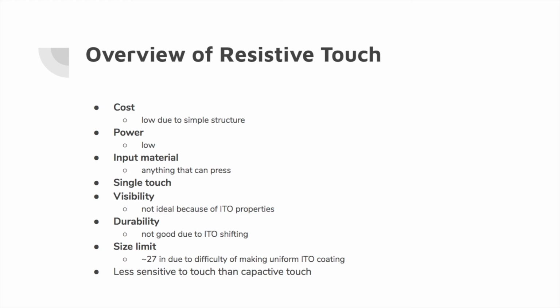it's not good because of ITO shifting, and that just basically means that if you press down on a certain area on the screen, the cursor will appear somewhere else on the screen and not actually where your finger is pressing down. And there's also a size limit to a resistive touch screen. It's about 27 inches because it's a little bit difficult to make the ITO coating uniform.